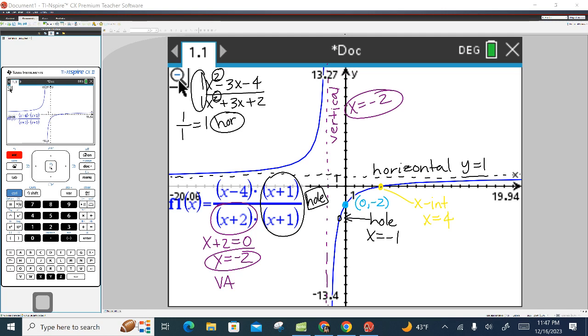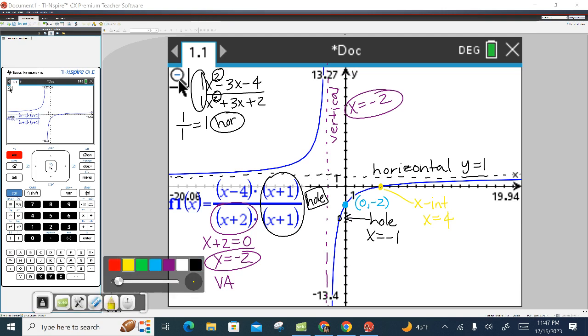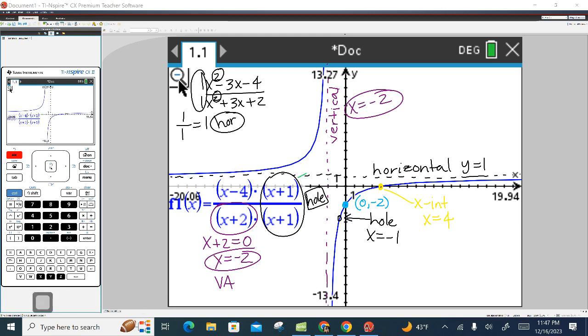To get my x-intercept is where y was equal to 0. So my x-intercept was where the top was equal to 0. But once again, I can't use this because it's already a hole. So I could only use this. So x minus 4 had to equal 0, which was x equals 4. That is your x-intercept. That's this guy right here, okay?